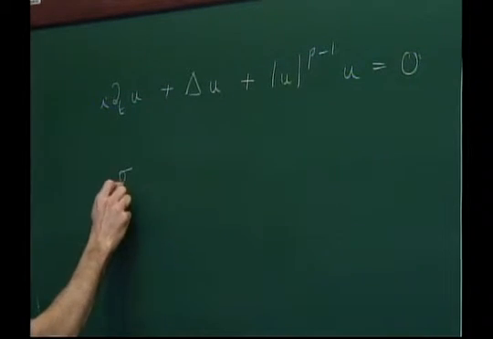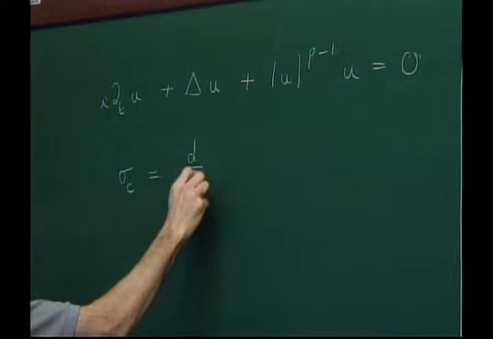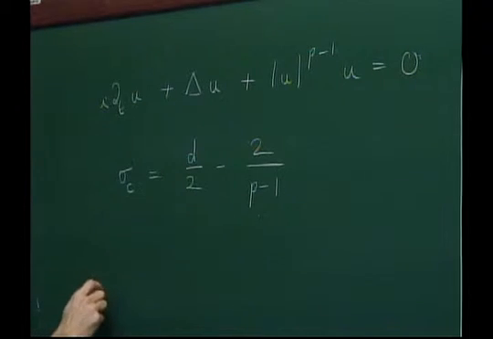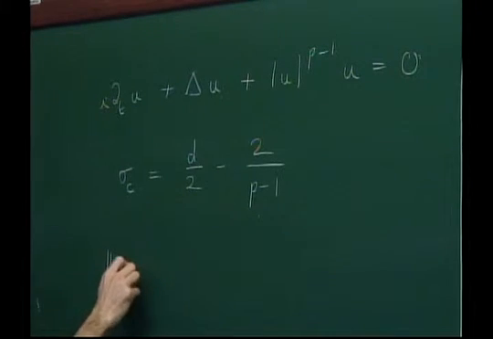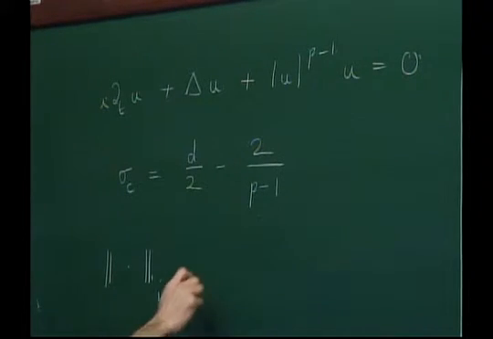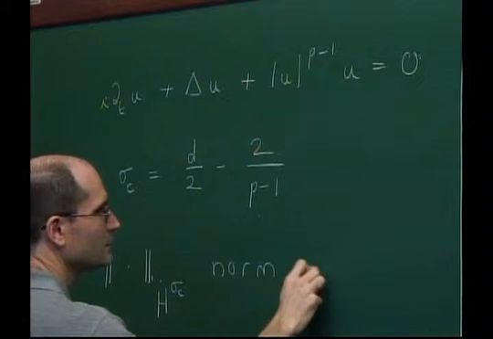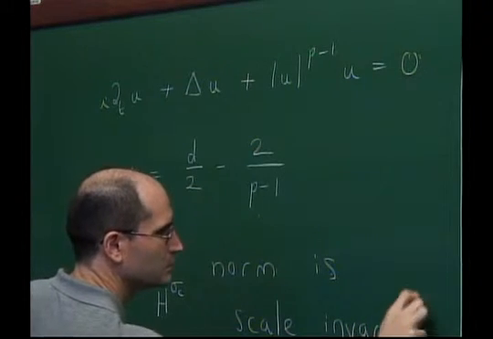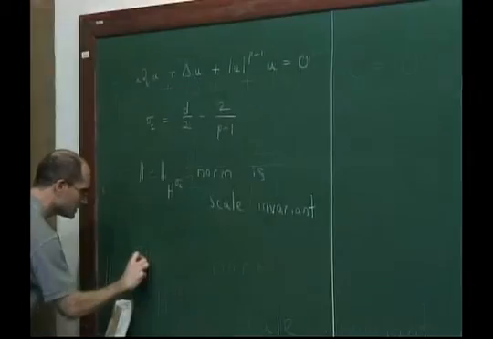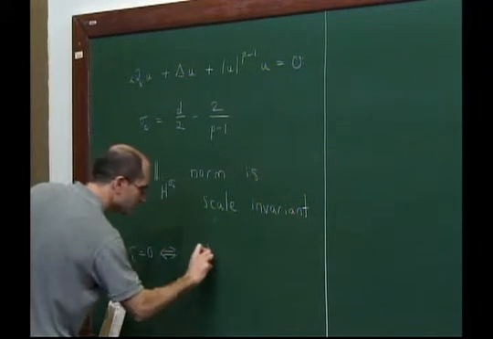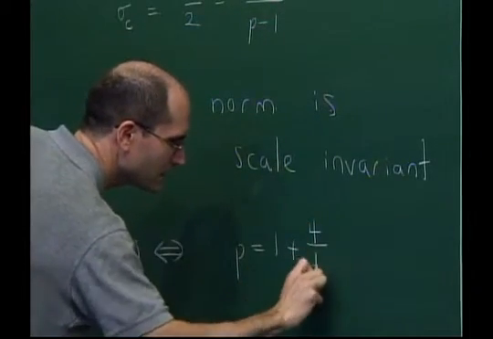There was this sigma sub c, which is d over 2 minus 2 over p minus 1, so that the H sigma c dot norm is scale invariant. And sigma sub c is equal to 0 when p is equal to 1 plus 4 over d.